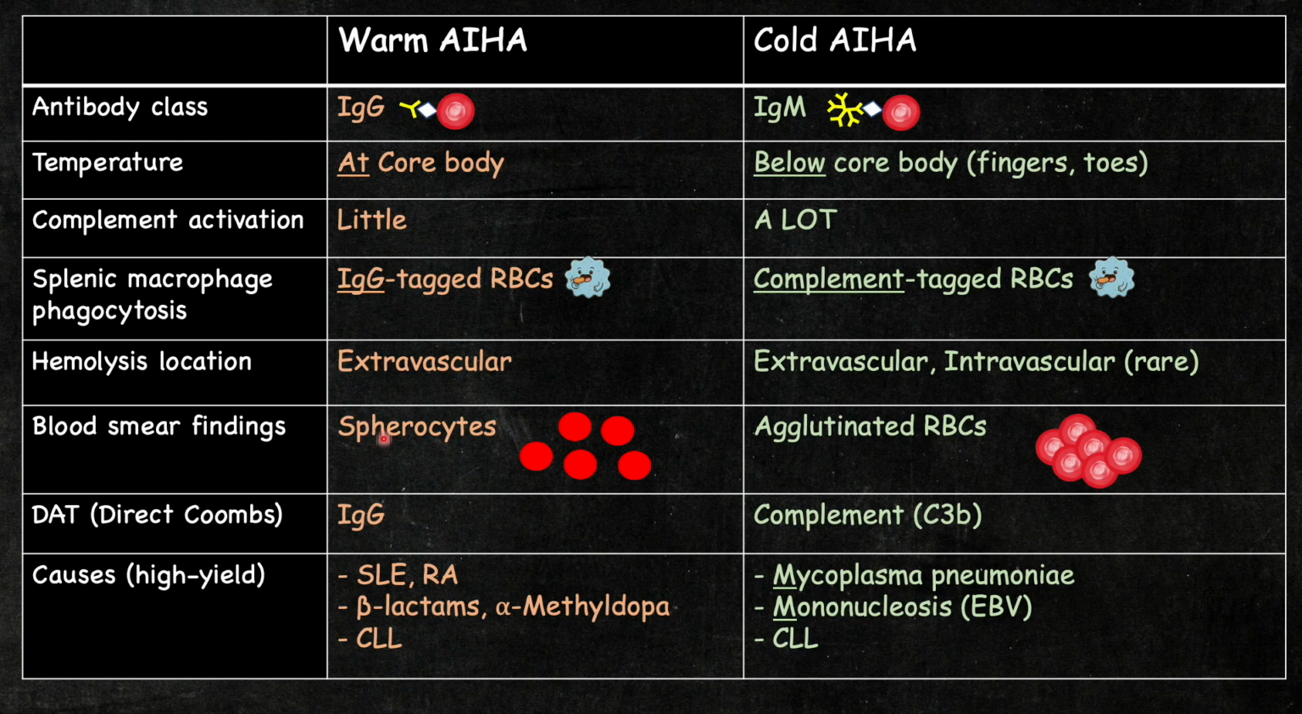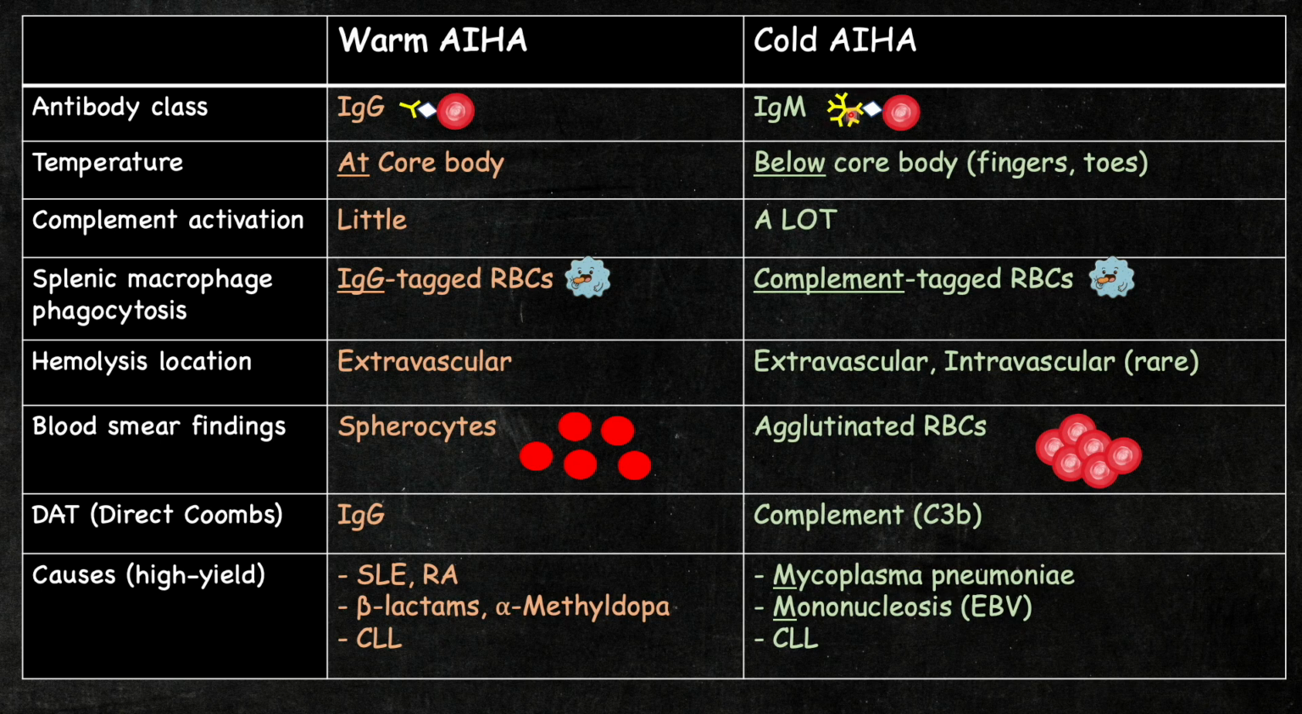The main blood smear finding here is going to be spherocytes, because remember that as part of this phagocytosis, initially small pieces of the red blood cells are bitten off, and so the membrane is rearranging, causing spherocytes. And as this continues, then this is going to lead to complete hemolysis. The direct Coombs test here is going to be positive against IgG, and the main secondary causes of warm AIHA are lupus and rheumatoid arthritis, medications like beta-lactams and alpha-methyldopa, and CLL.